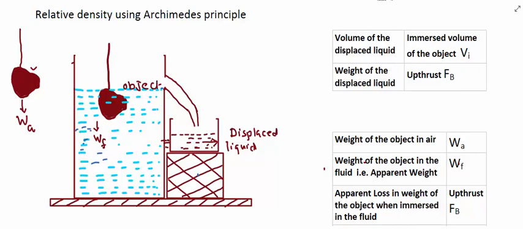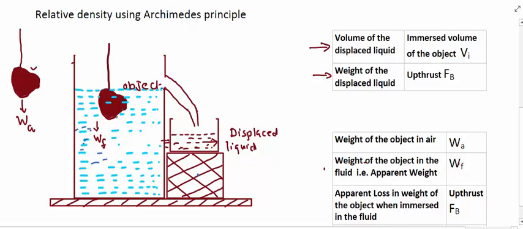The volume of the displaced liquid, let us look at this table here. The volume of the displaced liquid, this particular volume, will be equal to the immersed volume of the object, which we will denote by Vi. And according to Archimedes principle, the weight of the displaced liquid will be equal to upthrust. So now we have information about the displaced liquid regarding its volume and its weight.